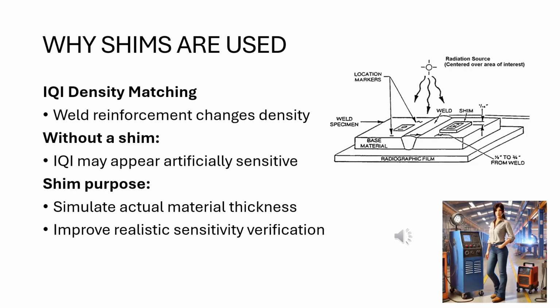Now let's talk about shims. Weld reinforcement changes absorption and film density. Without a shim, the IQI may appear artificially sensitive because it is sitting beside a thicker weld crown or uneven geometry. The shim helps simulate actual material thickness, so the IQI sees conditions closer to the production weld area. In simple terms, the shim prevents the radiograph from cheating the sensitivity requirement. Good technicians pay attention to shim thickness because bad shimming creates misleading results.